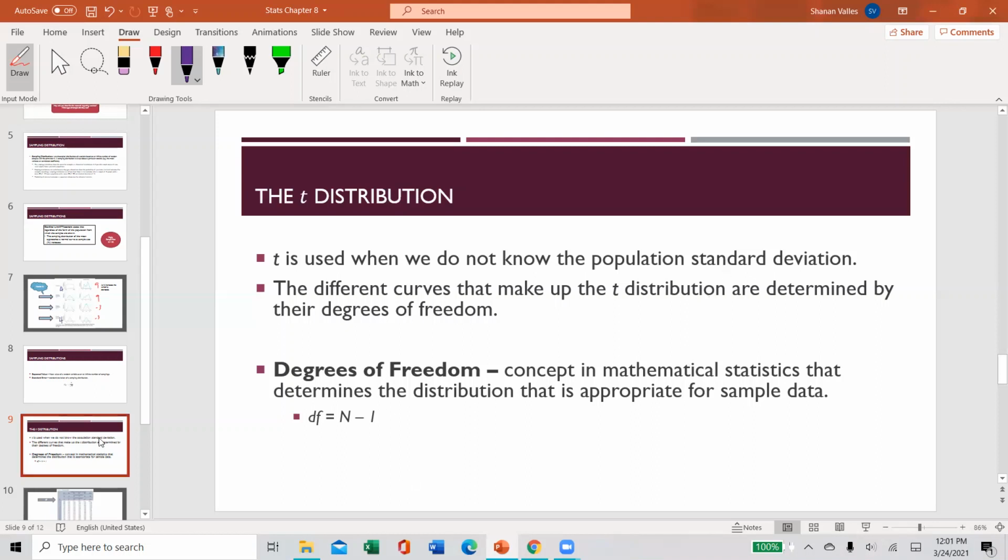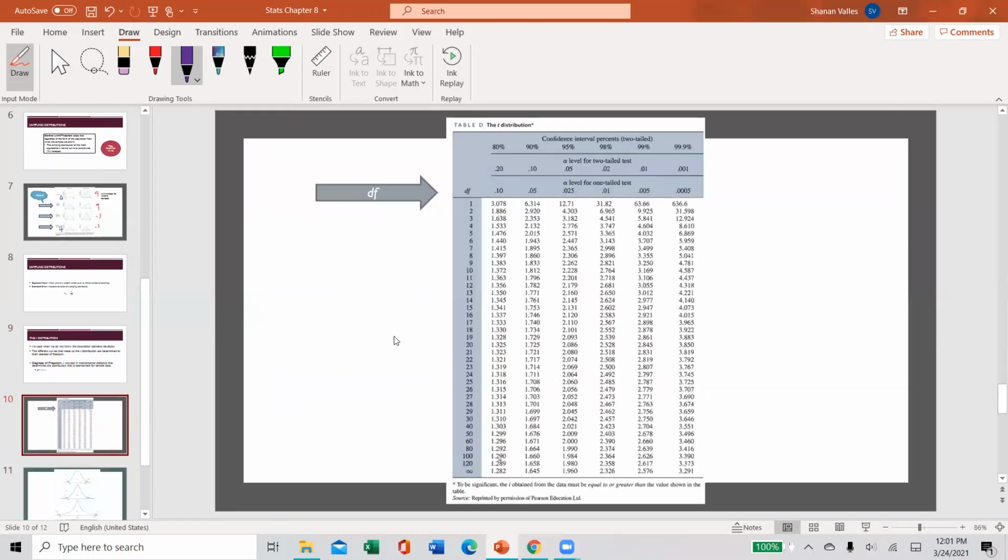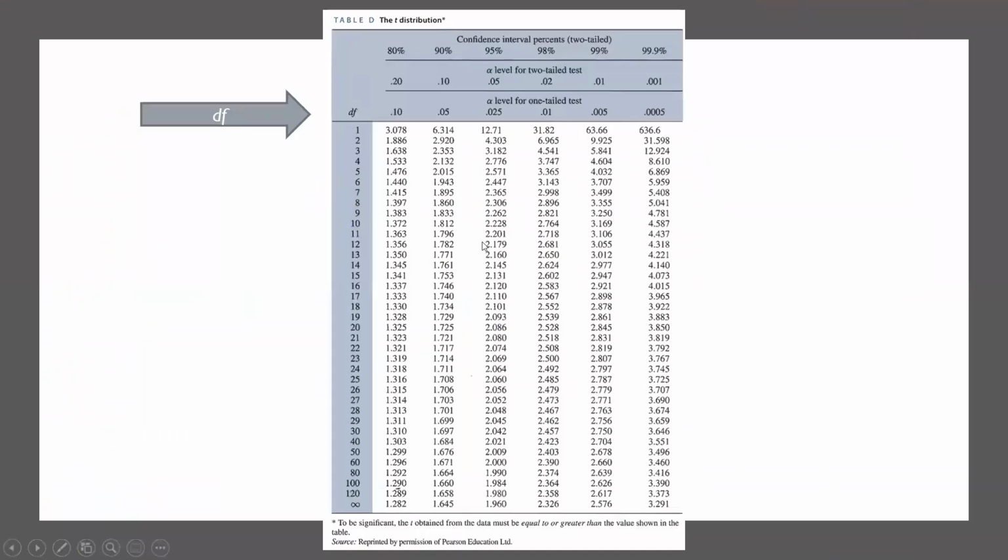Okay. So I'm going to come back to this slide real quick. We'll talk about degrees of freedom in just a minute. So what we have here is the T distribution, and this guy Gosset came up with this. We've got a lot of stuff going on. We've got this degrees of freedom over here, and we have all these numbers. So this is what he came up with.